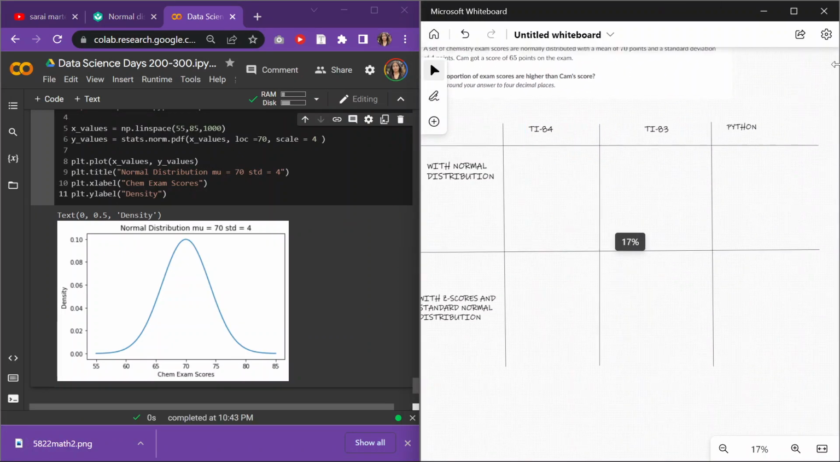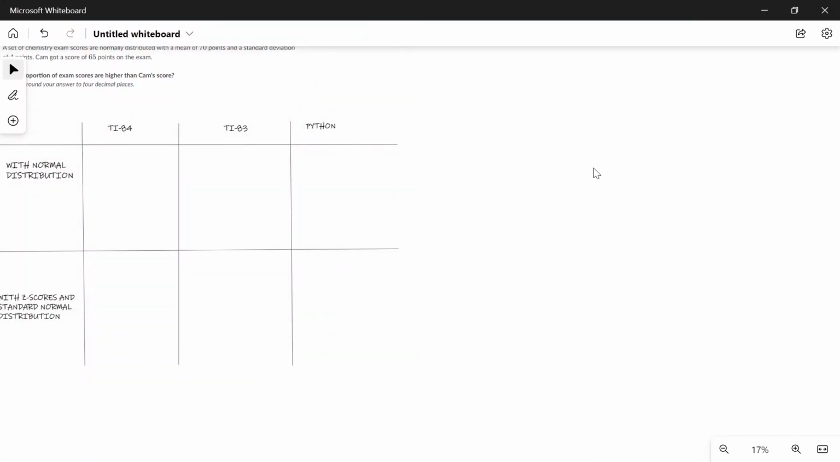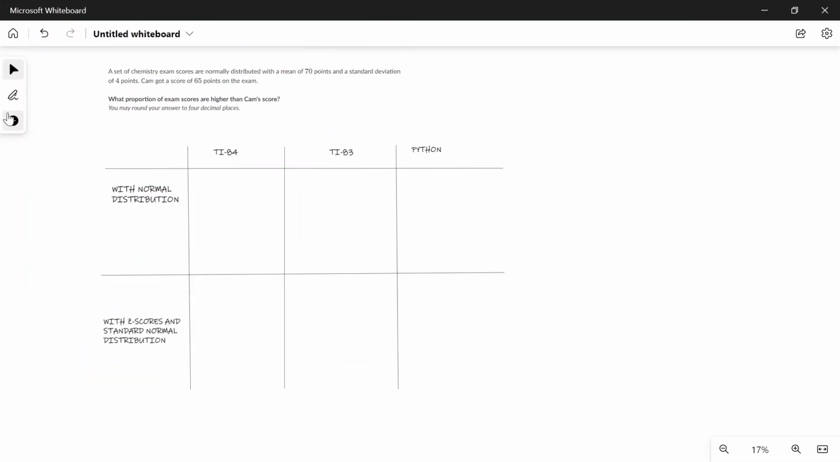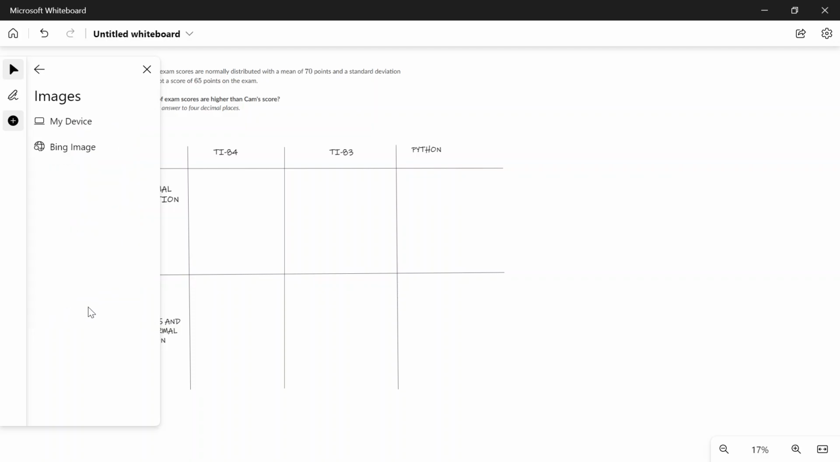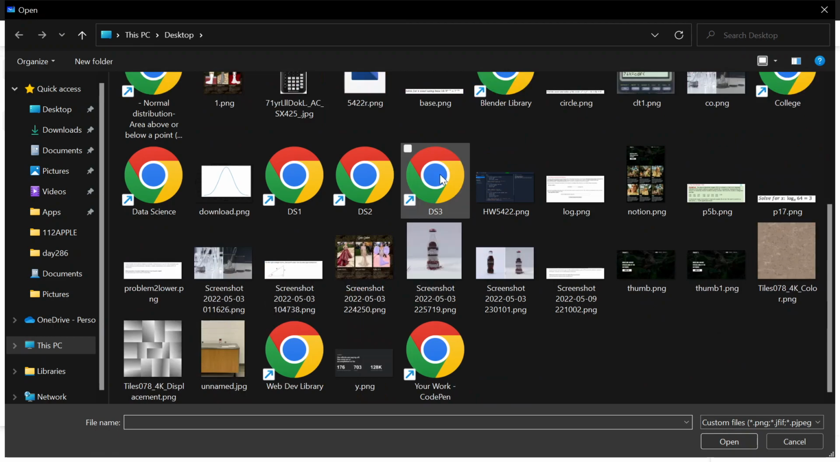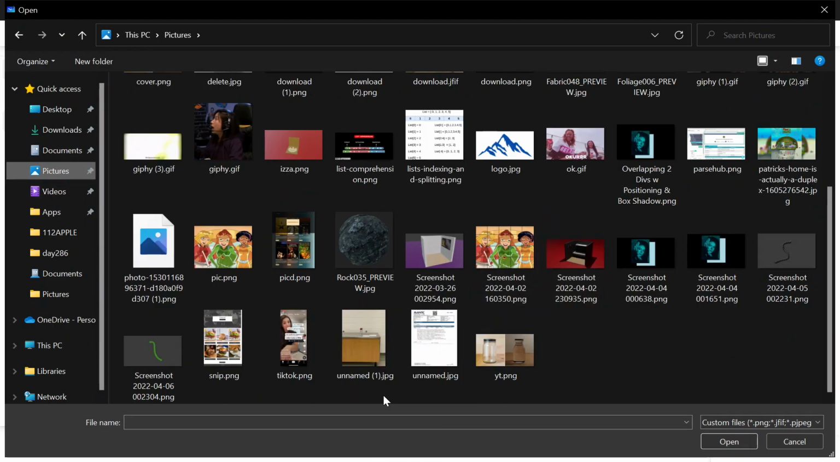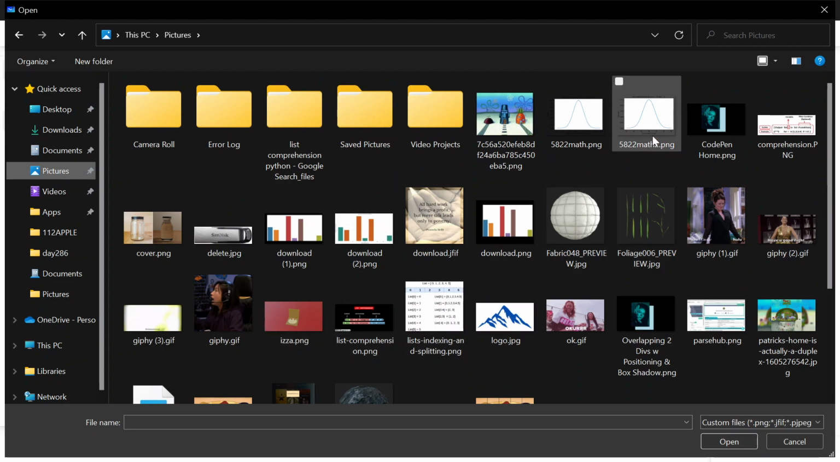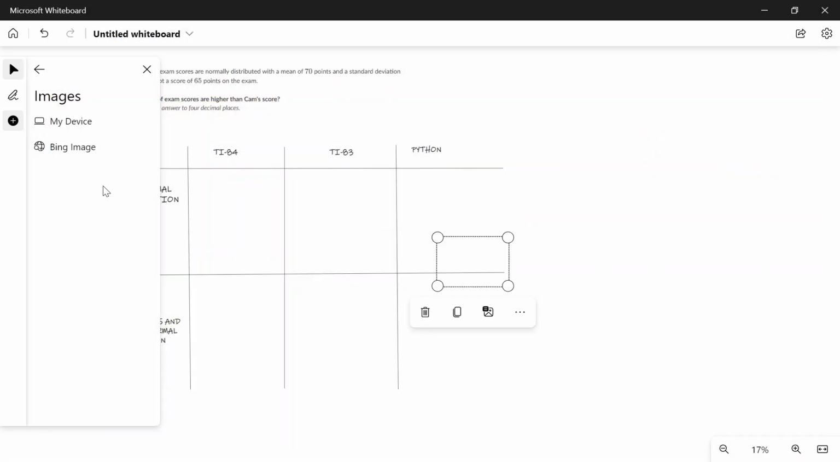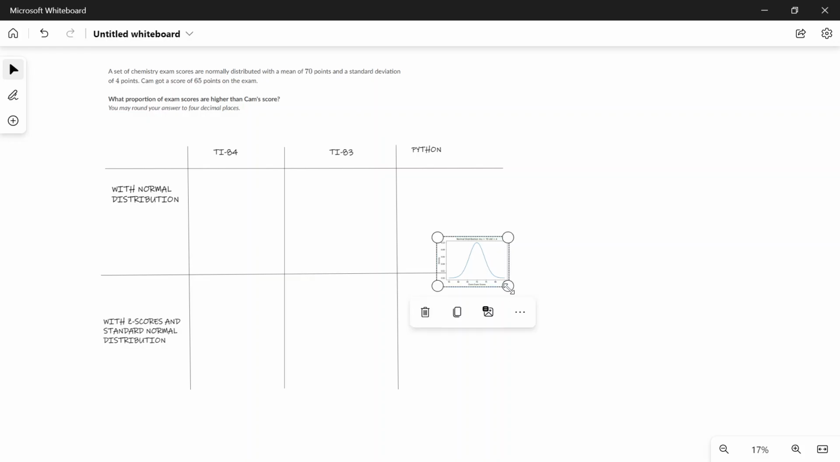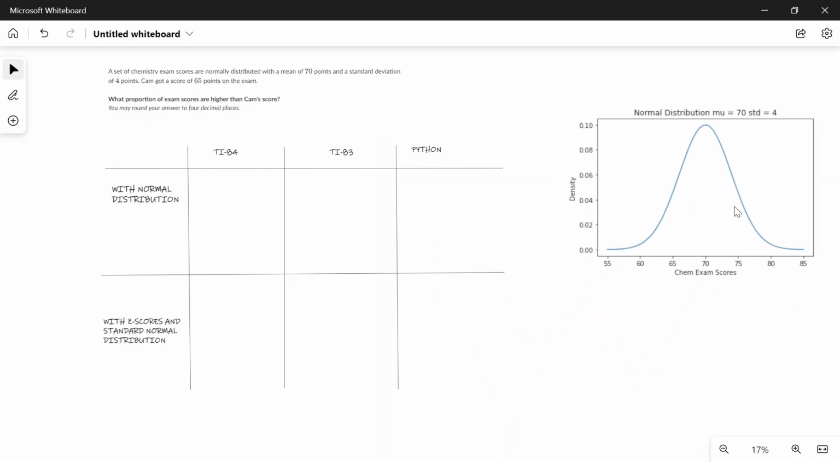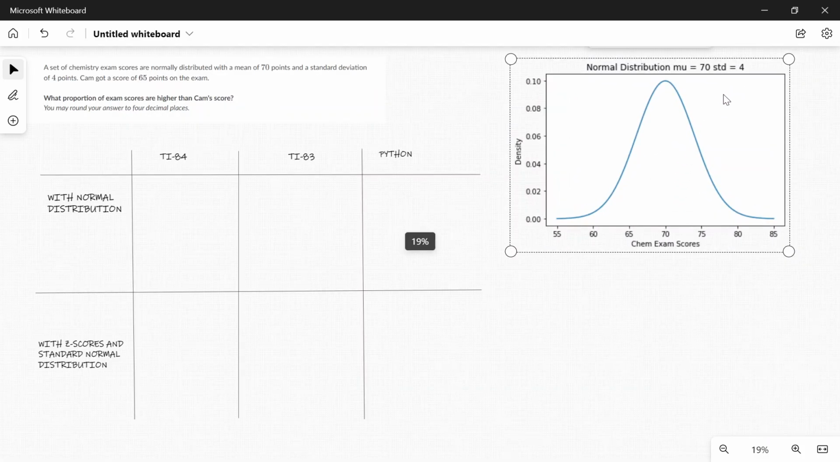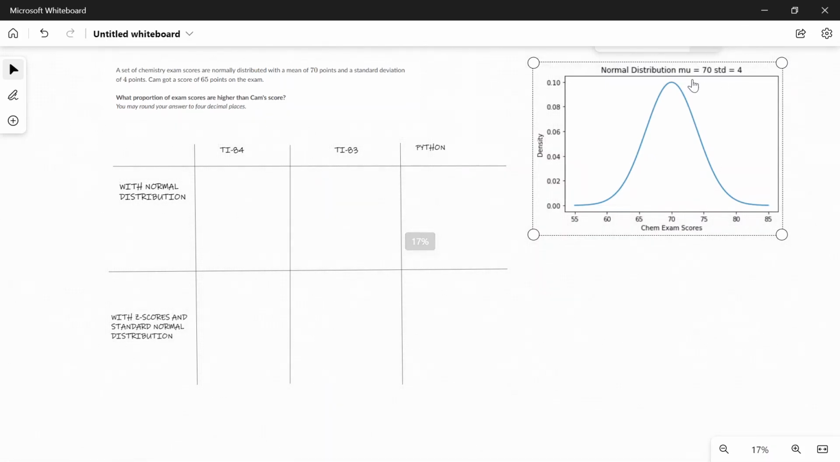Okay, so now I'm going to go over here to my whiteboard and import this image, if I can find it. I don't even know where I saved it. Was it in pictures? Is it this one? I think it is. Okay. So let me lock that and let me connect my tablet.